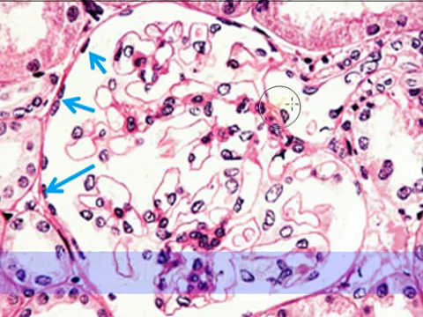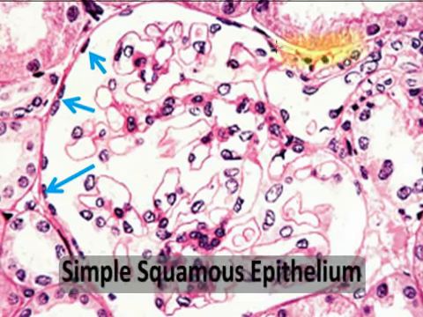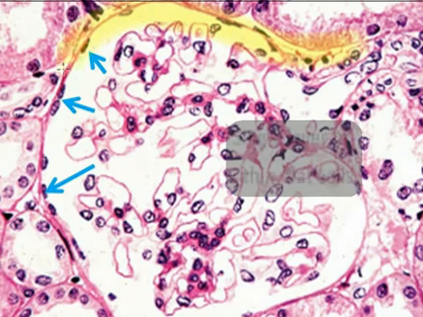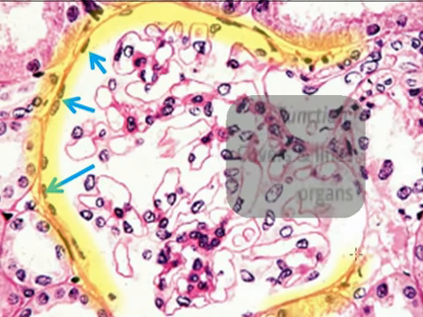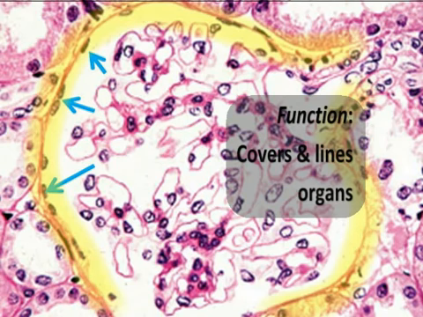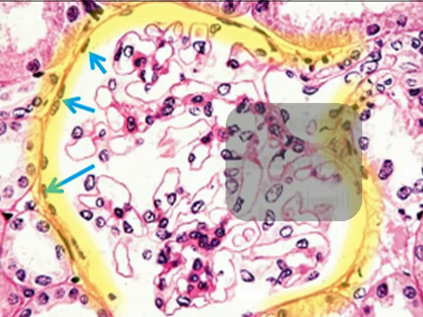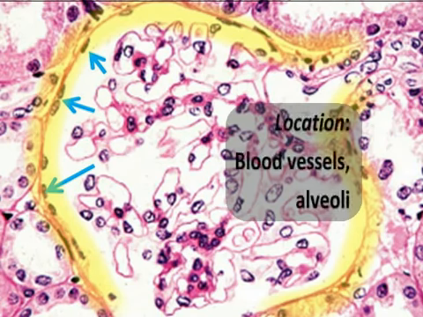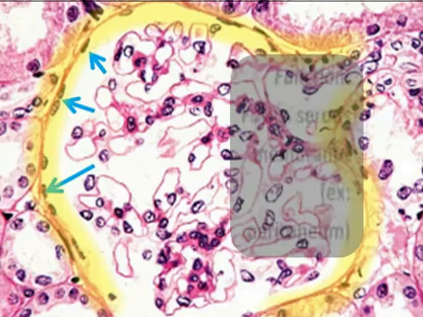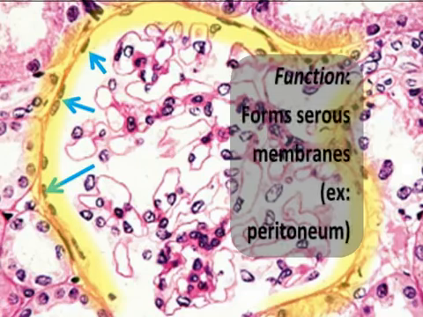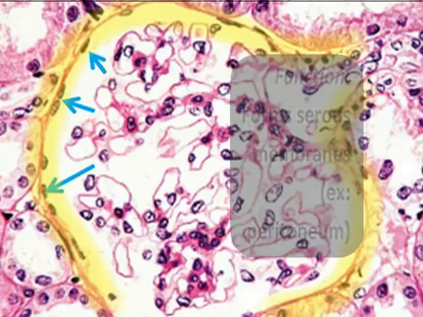We're looking at simple squamous epithelium. This is a very thin, flat tissue covering and lining organs such as the blood vessels, the alveoli, the respiratory membrane within the lungs where gas exchange takes place. It also forms the membranes of the peritoneum and the other serous membranes like the pericardium.